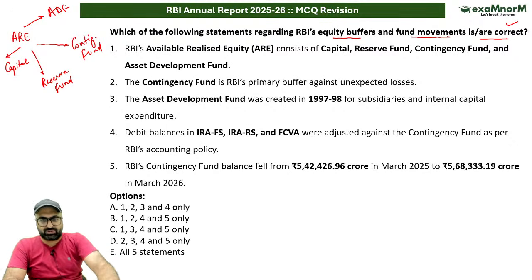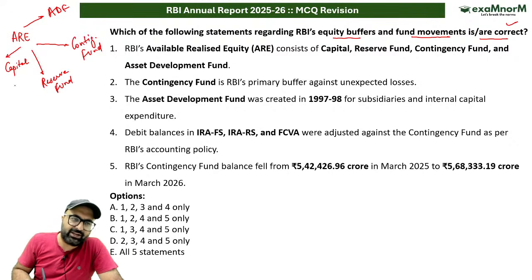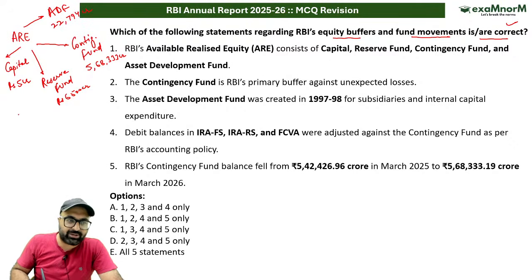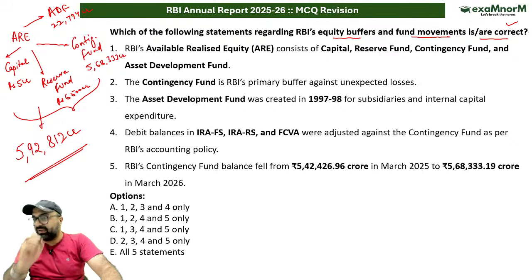If you ask me the values, the value of capital is 5 crore rupees. The value of reserve fund is 6,500 crore rupees. The value of contingency fund is 5,68,333 crore rupees. And the asset development fund is around 22,794 crores. So if I add this up, this total comes out to be 5,92,812 crores, which is called RBI's available realized equity.